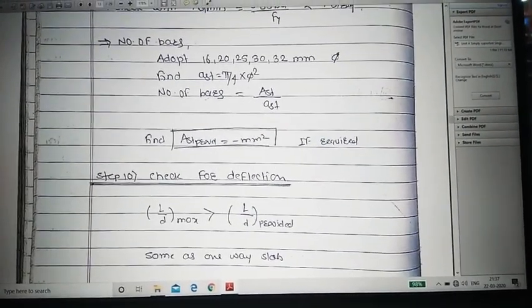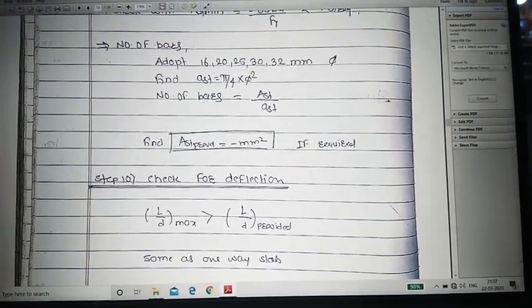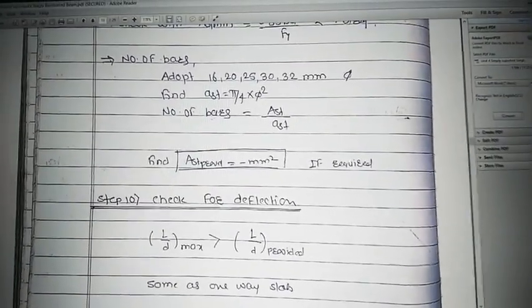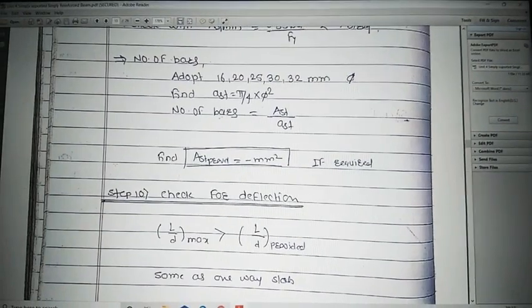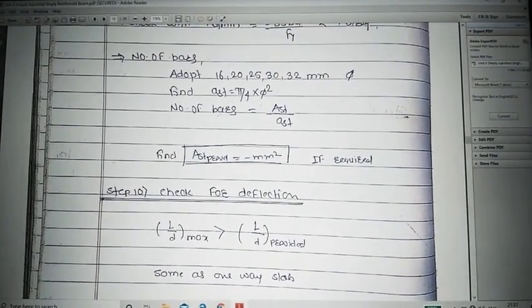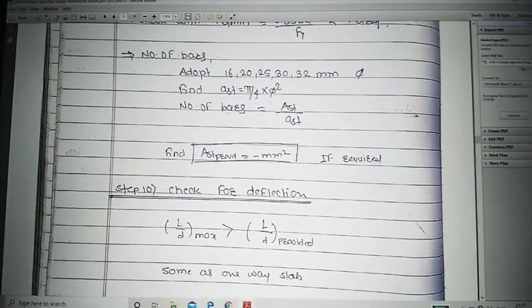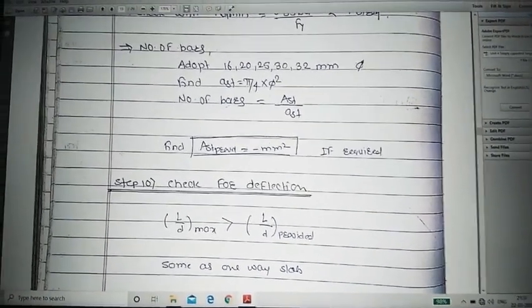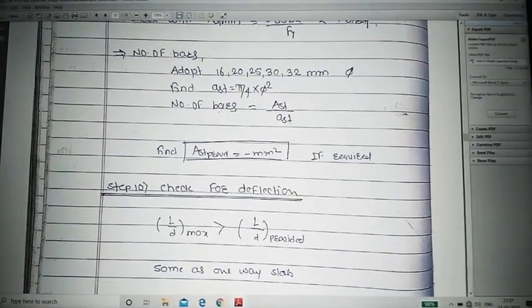And if you are considering round bars, suppose your calculated number of bars is 2.5, then 2.5 bars we are not providing from a practical point of view, so we round it up from 2.5 to 3, so your area of provided steel will be increased.